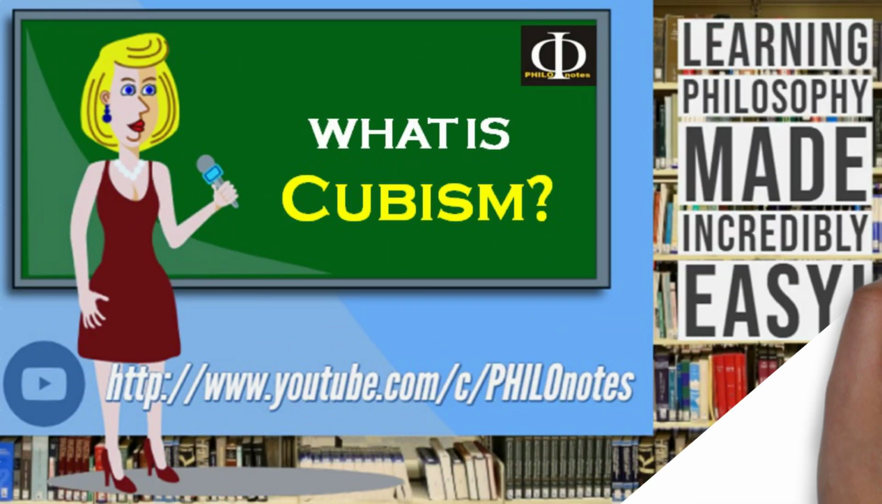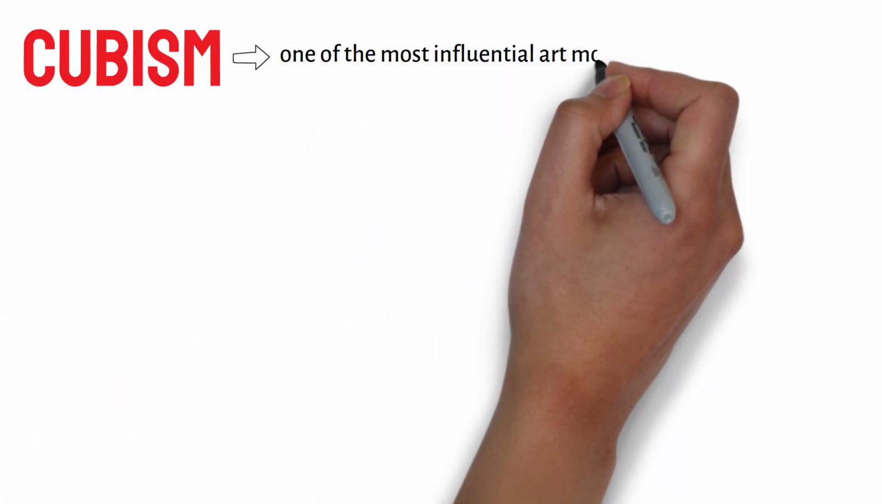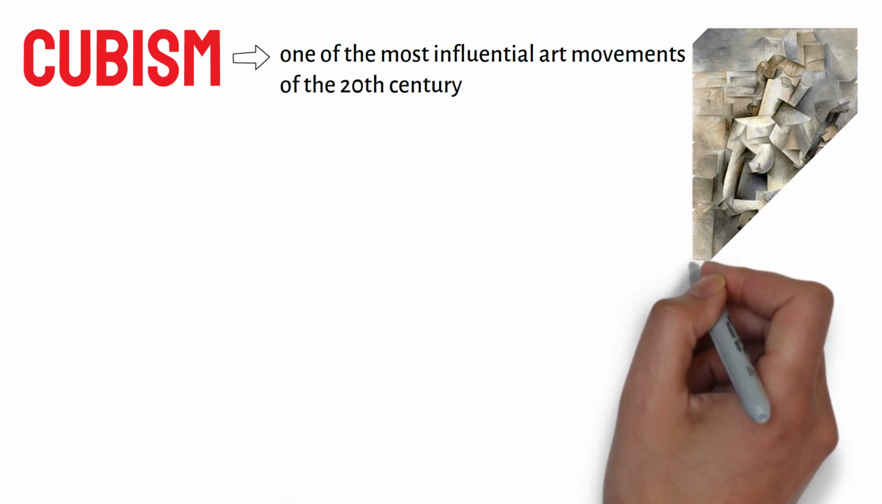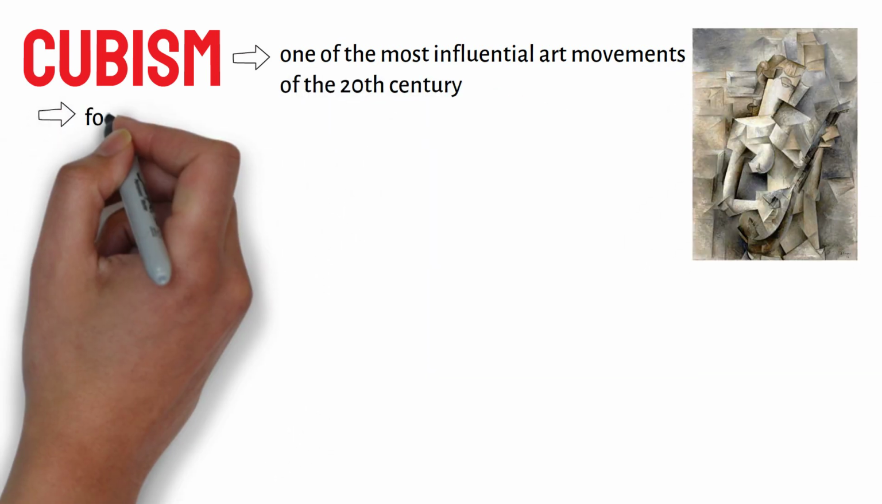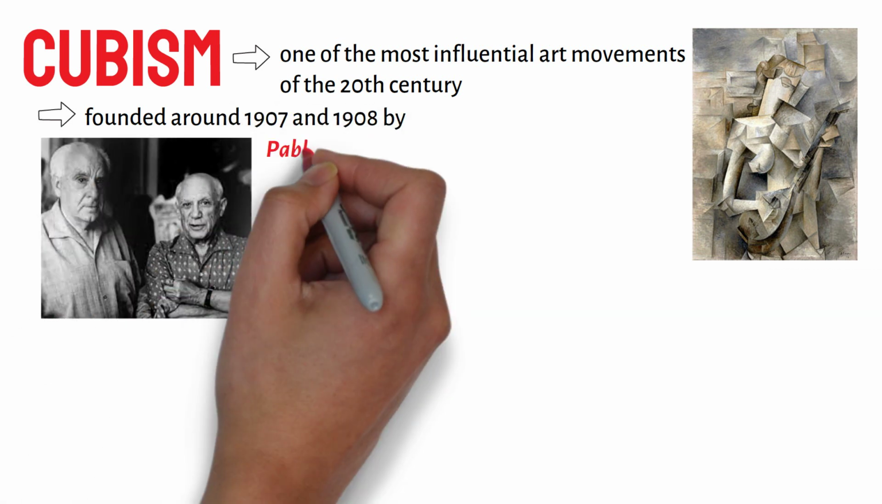What is Cubism? Cubism was one of the most influential art movements of the 20th century. It was founded around 1907 and 1908 by Pablo Picasso and Georges Braque.